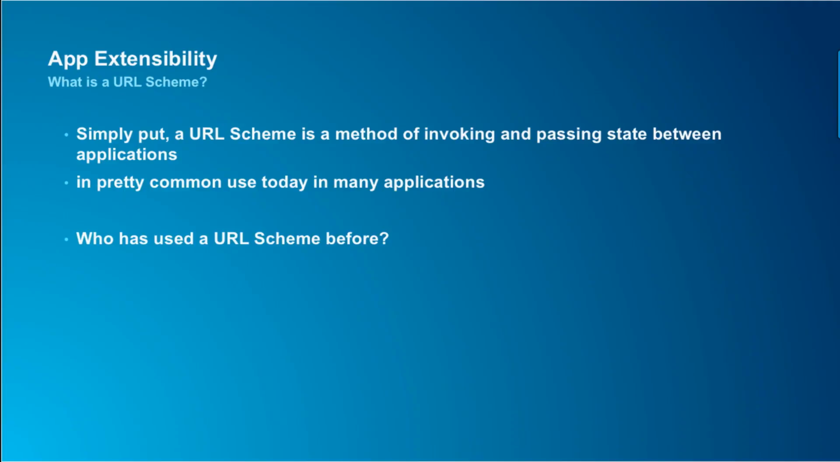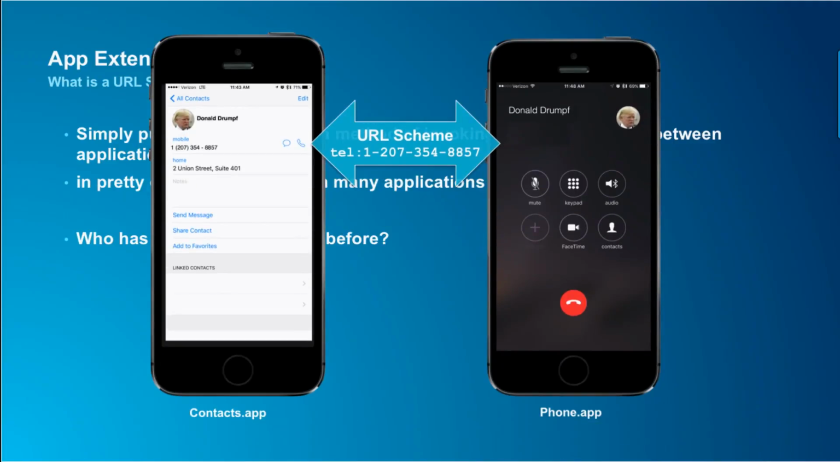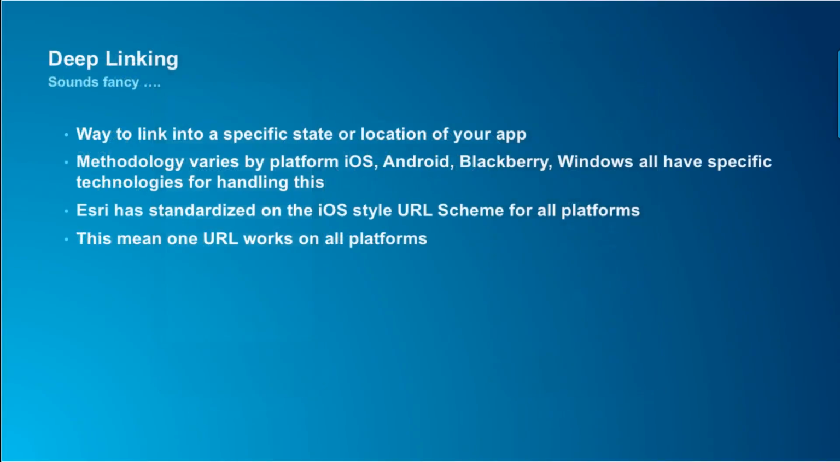But really, you might have used these integrations without even knowing. The telephone app on iOS uses the tel URL scheme. That's Apple's integration. When you tap a little telephone icon, it calls out to Apple's phone app and passes the telephone number as an argument of that URL scheme. And in many ways, that's what we're doing with our apps as well.